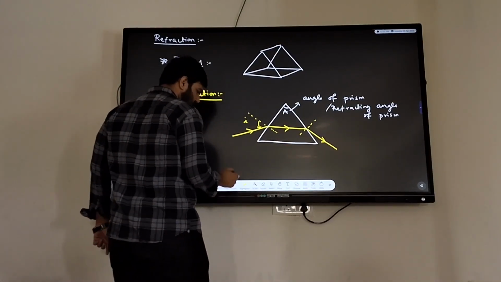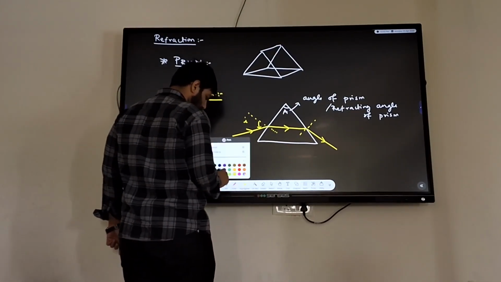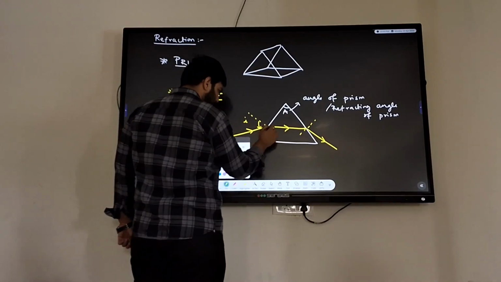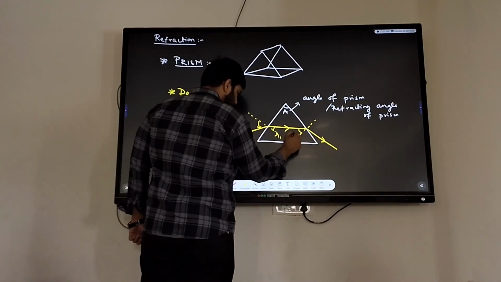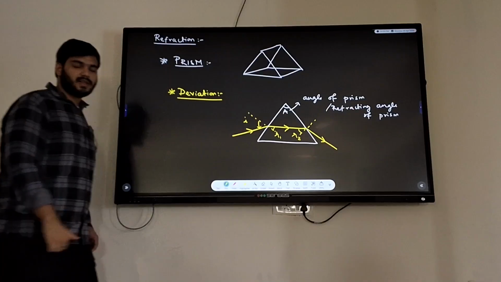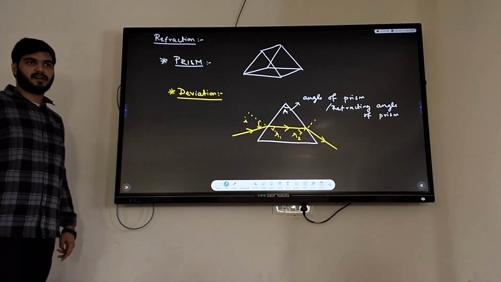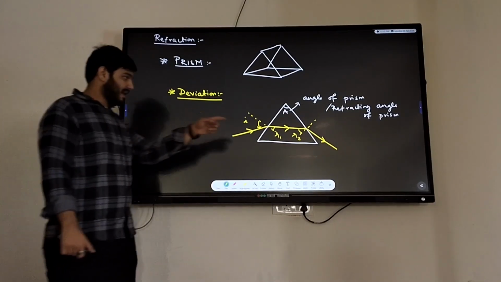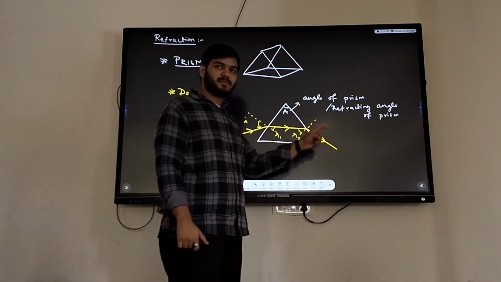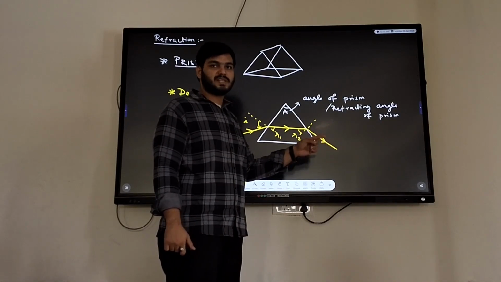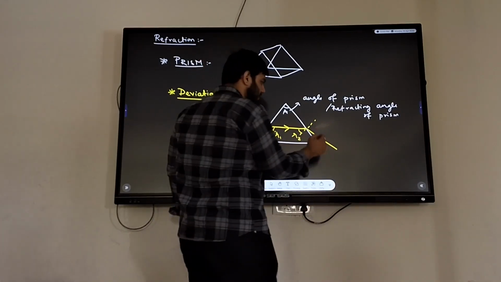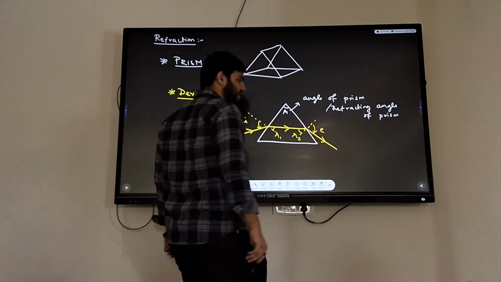Can you imagine? Let me call these angles inside the prism R1 and R2. And the angle at which you come out of the prism, let me call that the angle of emergence, E.